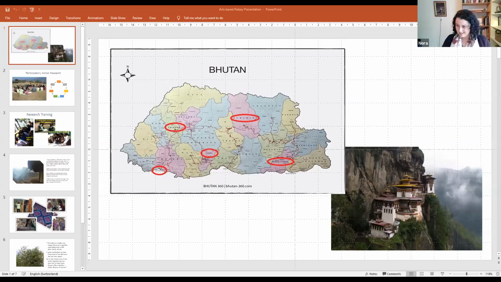So let me see if I can figure out how to share my screen. There we go. Yay, let's see if it works. Can you see that? Okay, everyone's nodding their head yes. I'm trying to make it so it's, there we go.